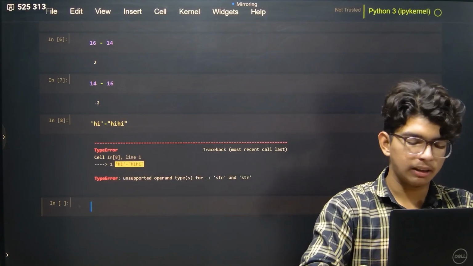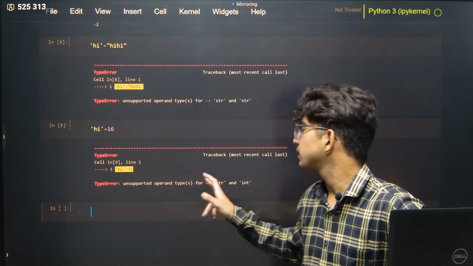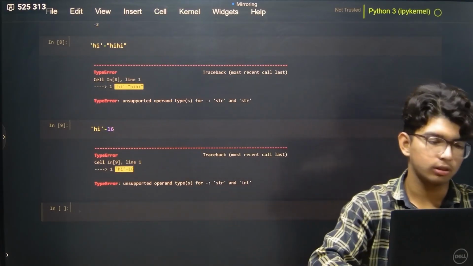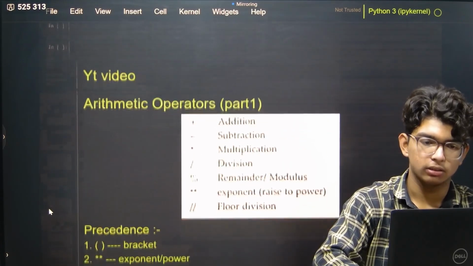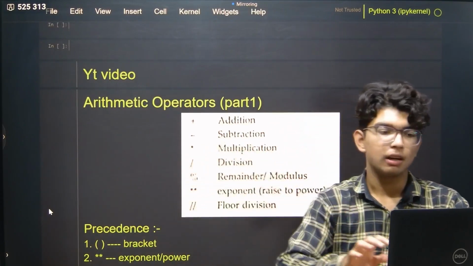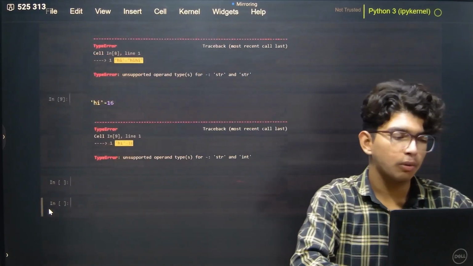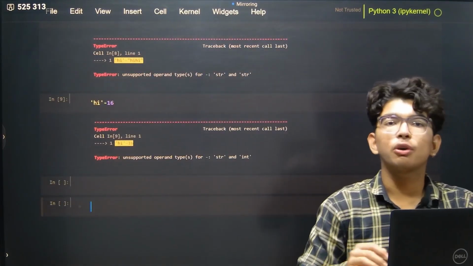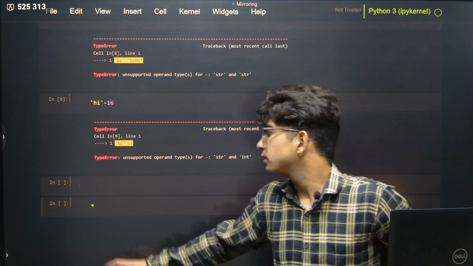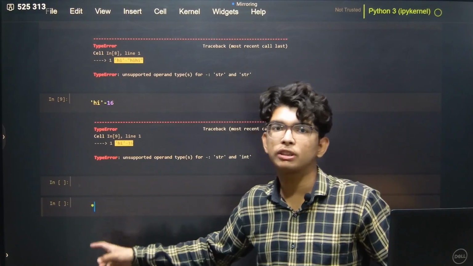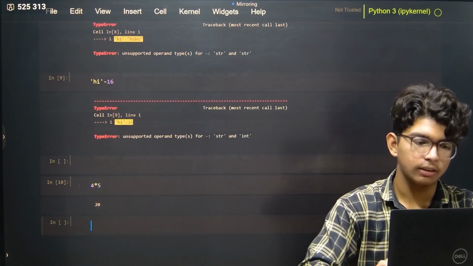So it only supports those numbers, not any different data type like string. Now if I do the same and write this, again we got the type error as strings are not supported with subtraction. Now moving on to the next, we have multiplication. The sign for multiplication is the asterisk, and if you want to use it, just press shift plus 8 and you will get this star sign, which is used for multiplication. If I write 4 into 5, then the answer is 20.